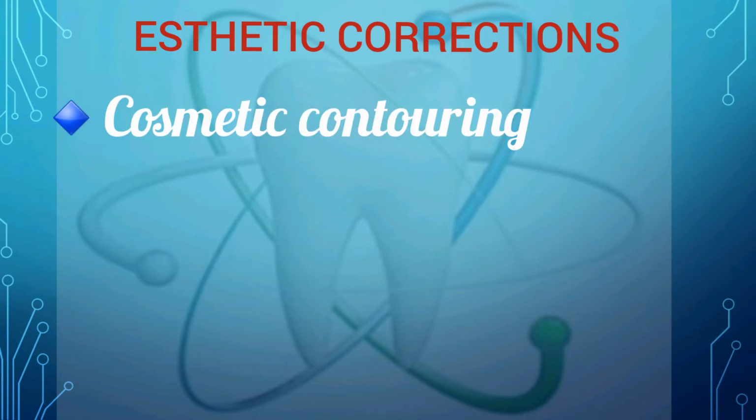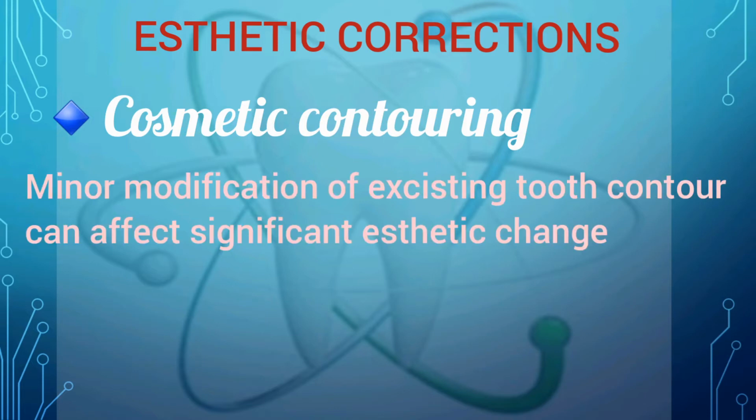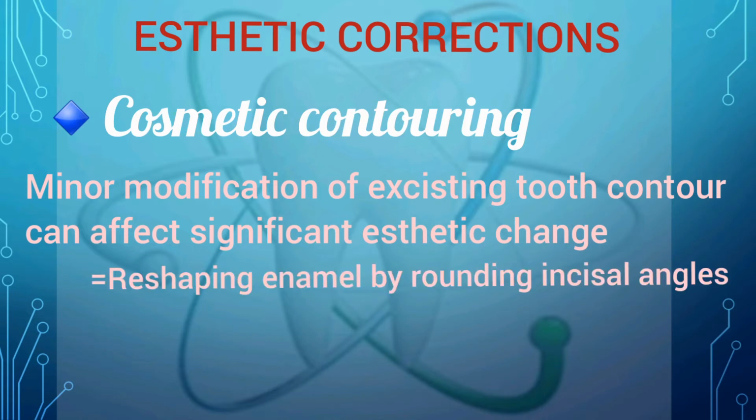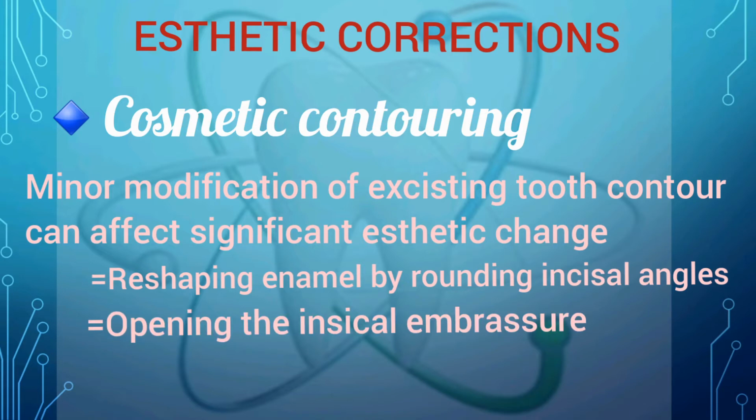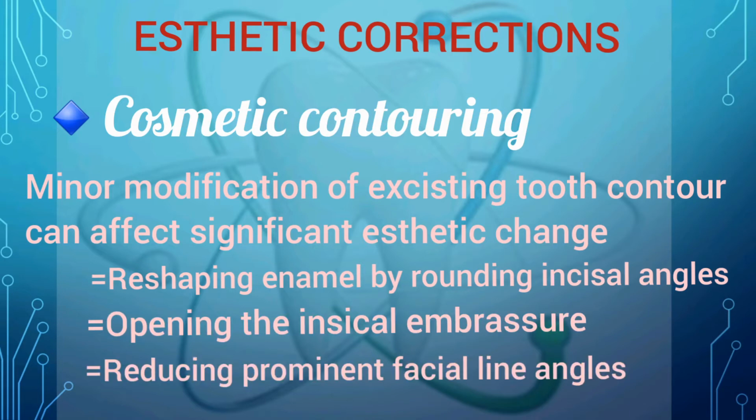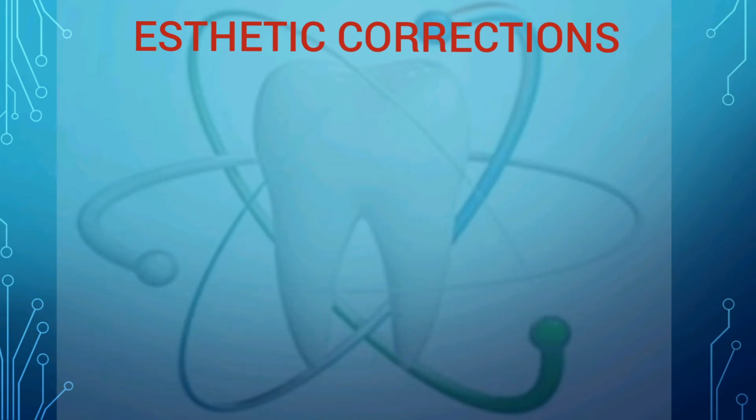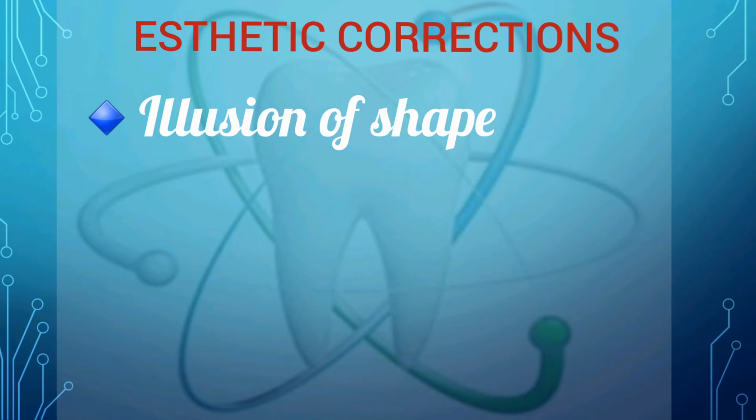So what is cosmetic contouring? Minor modifications of the existing tooth contours can affect a significant aesthetic change. Reshaping enamel by rounding the incisal angles, opening the incisal embrasures and reducing prominent facial line angles can produce a more youthful appearance. The next one is the illusion of shape. Prominent areas of contour on a tooth typically are highlighted with direct illumination, making them more noticeable, whereas areas of depression or diminishing contour are shadowed and less conspicuous.